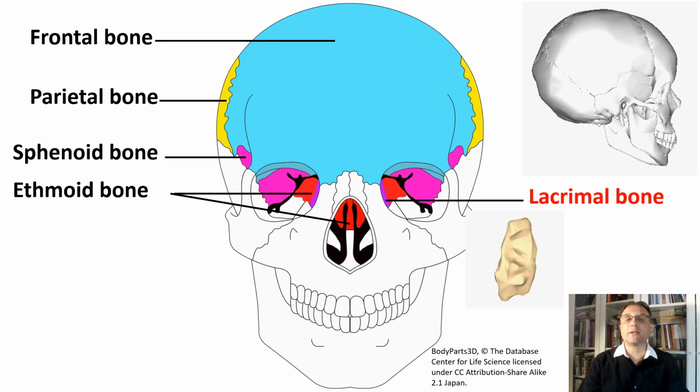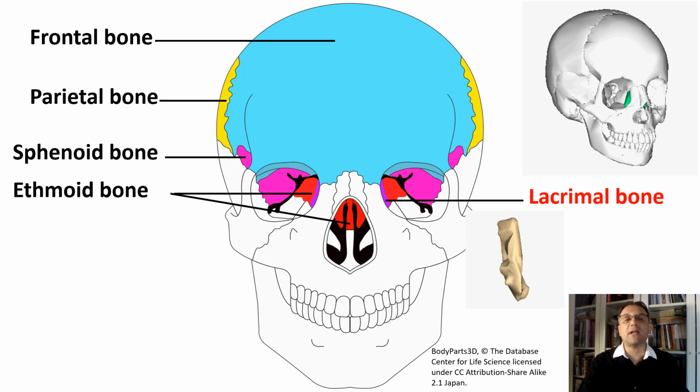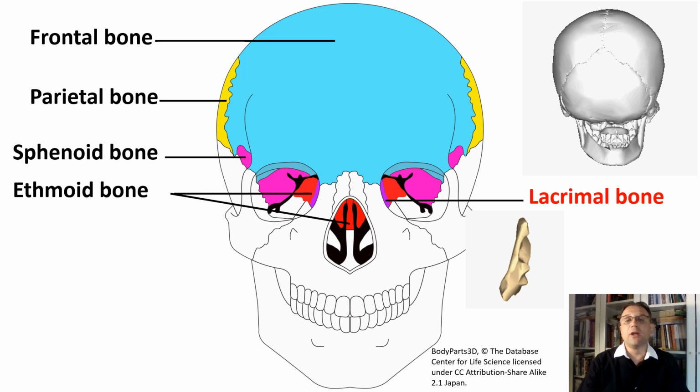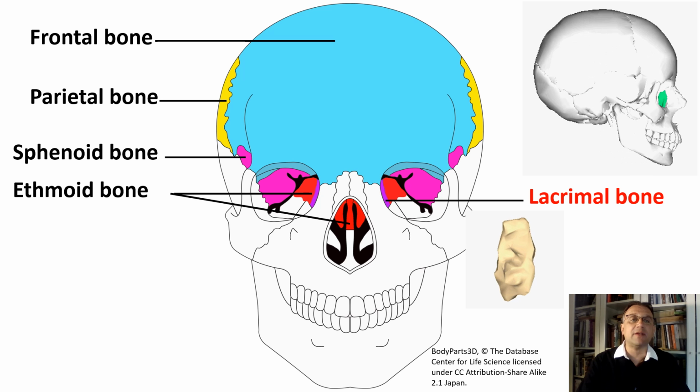The lacrimal bone is a small and fragile bone of the facial skeleton. It is roughly the size of the little fingernail. It helps form the medial wall of the eye socket and the side wall of the nasal cavity.